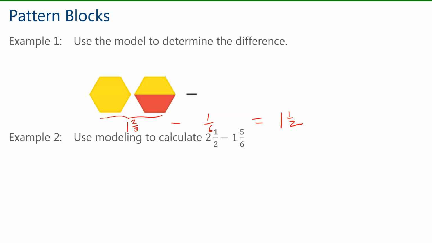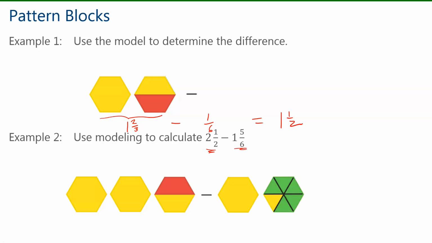In example 2, we're going to use our pattern blocks to calculate 2 1/2 subtract 1 5/6. Let's give a picture for 2 1/2: 2 hexagons and a trapezoid. A picture for 1 5/6: 1 hexagon and 5 triangles to represent the 5/6. Overlap. Well, I can certainly take this hexagon and overlap it with one from my minuend. That's no problem.